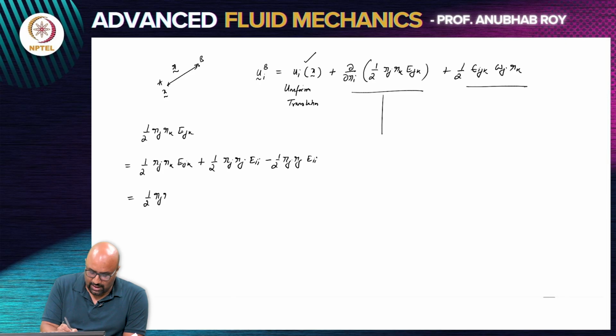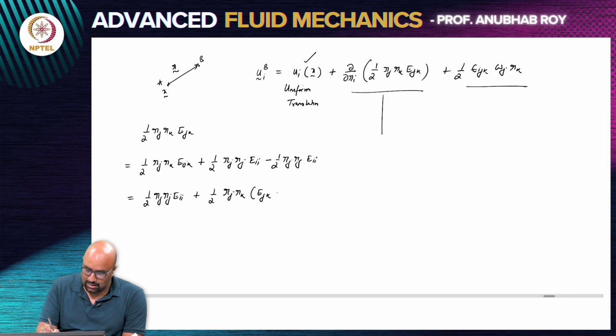So I just write the first term as Rj Rj epsilon Ii, and the second term I can write as Rj Rk epsilon Jk minus 1/3 epsilon Ii delta Jk.